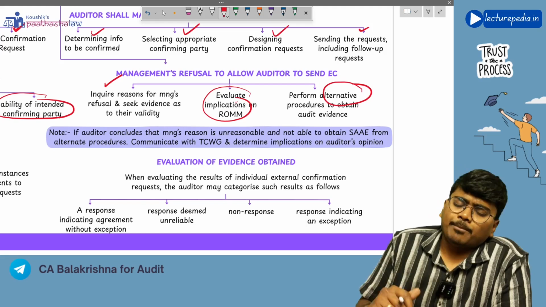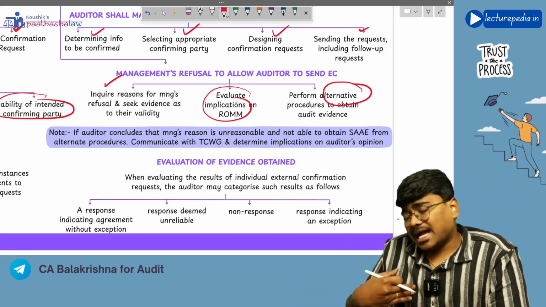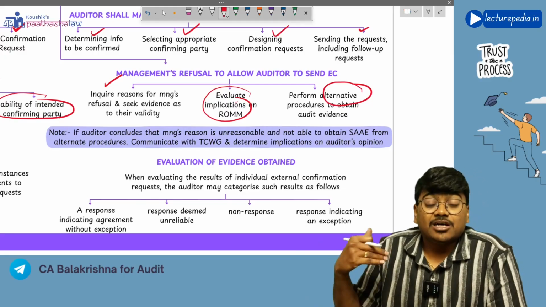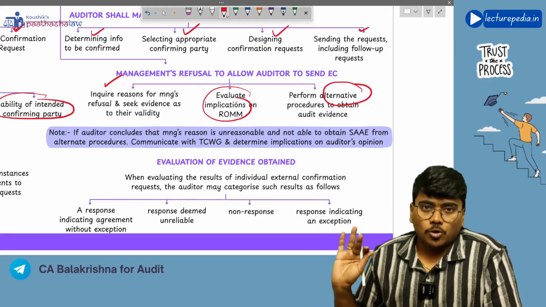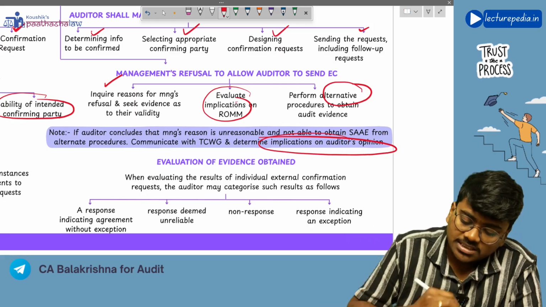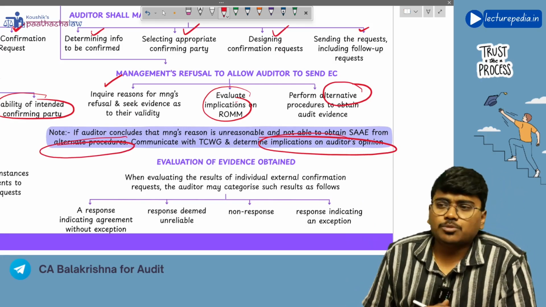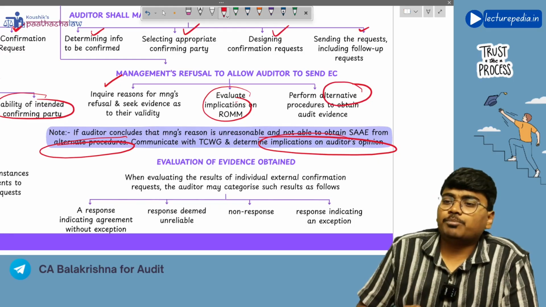If you feel that management is not allowing you and you are also not able to obtain audit evidence through alternate audit procedures, then you will modify your opinion. Got it? So you will see the impact or implication on the opinion if it is not possible to get audit evidence through alternate audit procedures.